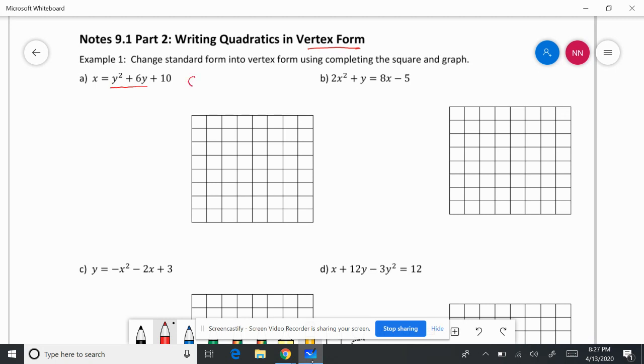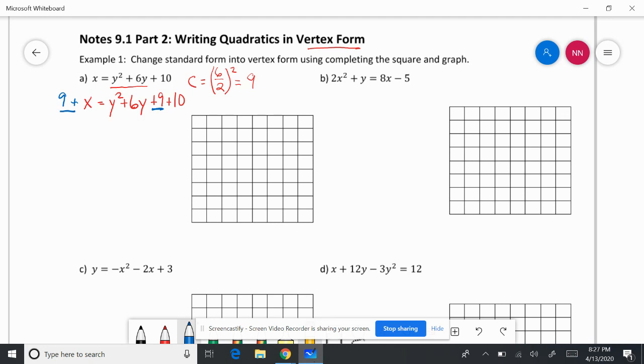So we're going to come up with a new c value, and we're going to take our b value, divide it by 2, and square. 6 divided by 2 is 3, squared is 9. So what we have is x equals y squared plus 6y plus 9 plus 10. Now, one thing that I forgot to do is I added a 9 on this side, so I have to make sure I add the 9 on the other side.